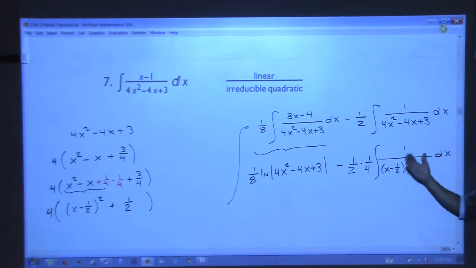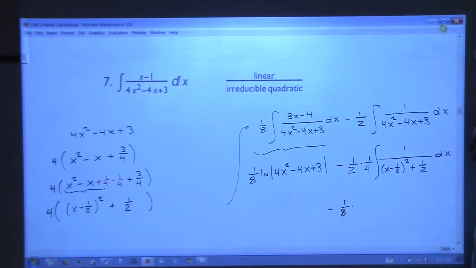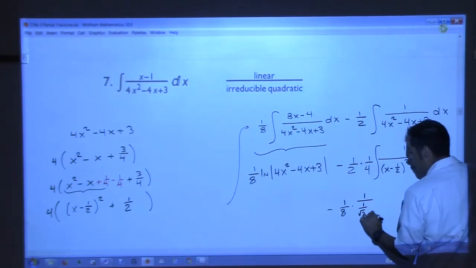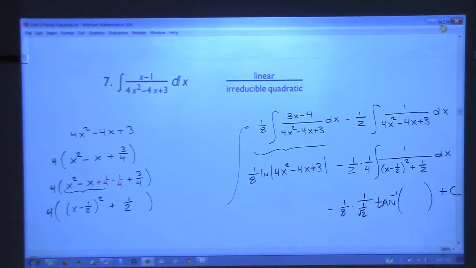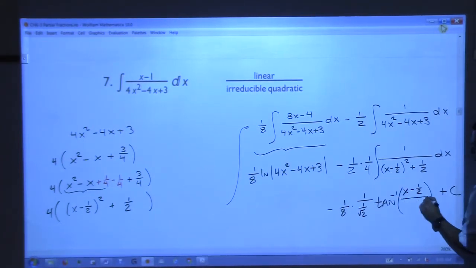I have a 1 in front of the x, so I don't have to worry about compensating for that. So this is minus 1/8. Now be careful here, times. What is a here? 1 over square root 2. The square root of that principal root is 1 over root 2. Just take the root of the top and bottom. So I have out here 1 over root 2, arctangent of x minus a half, that's our u, and then over 1 over root 2.